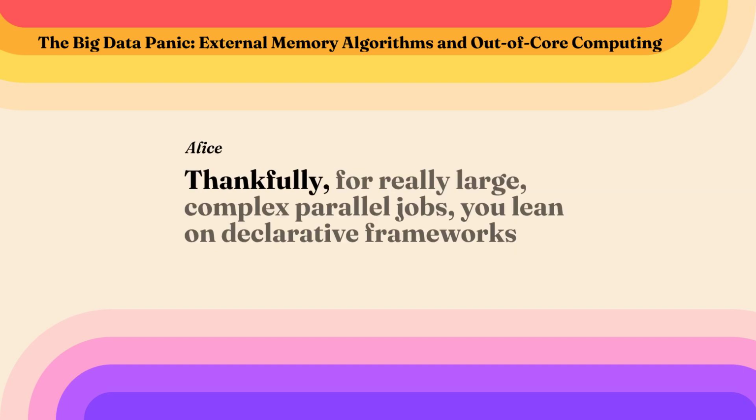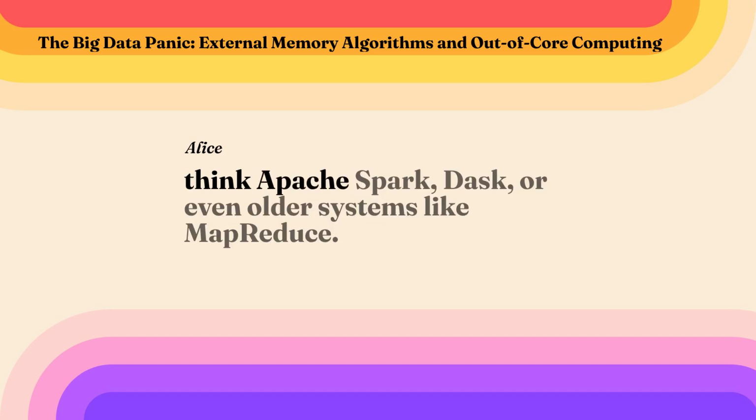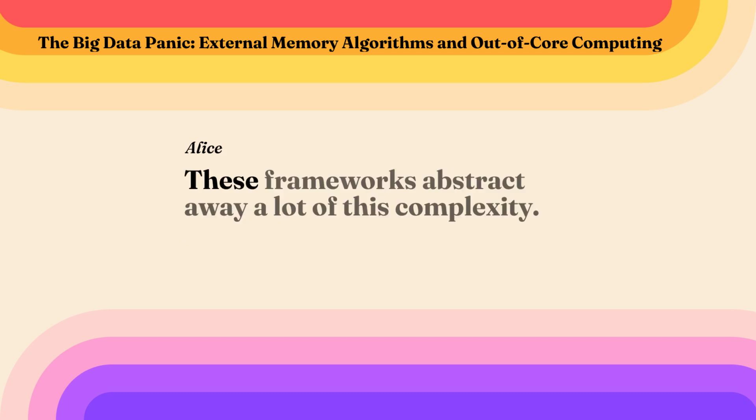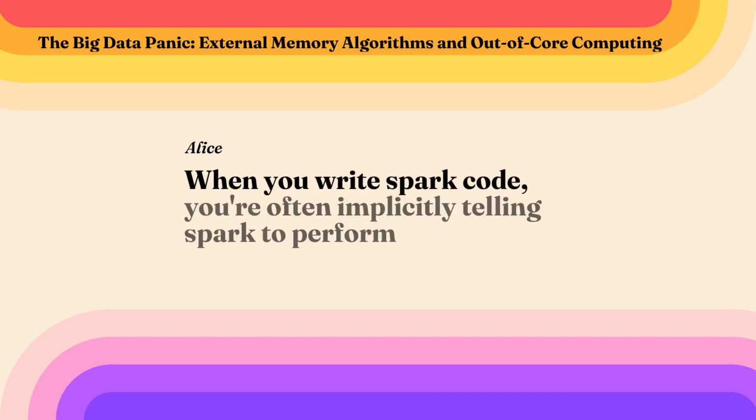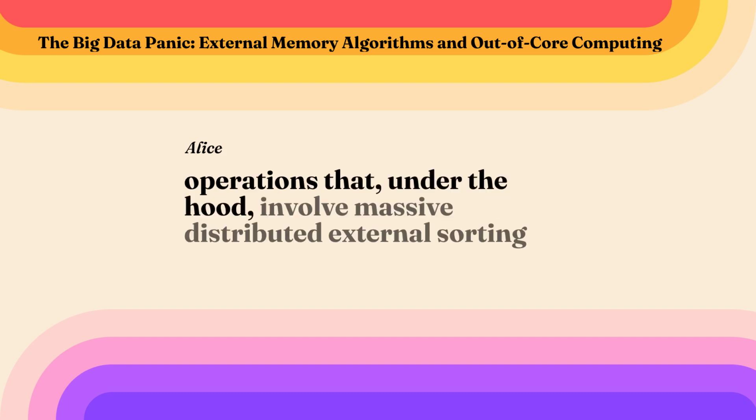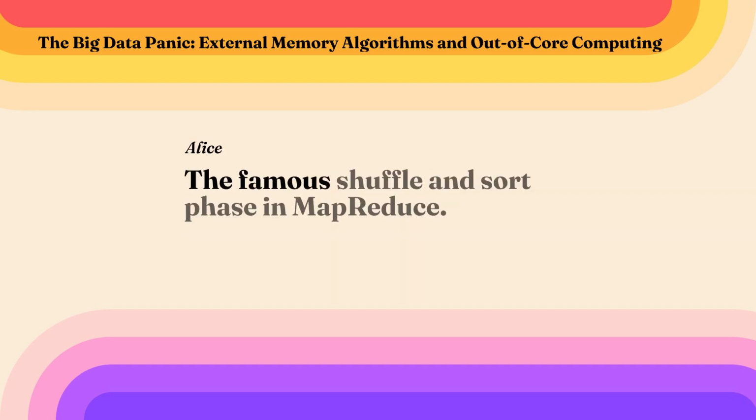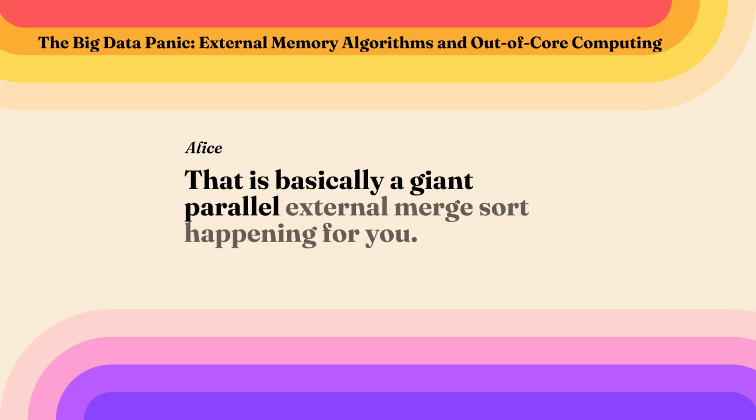Usually not these days, thankfully. For really large, complex, parallel jobs, you lean on declarative frameworks. Think Apache Spark, Dask, or even older systems like MapReduce. These frameworks abstract away a lot of this complexity. When you write Spark code, you're often implicitly telling Spark to perform operations that, under the hood, involve massive distributed external sorting or hashing, the famous shuffle and sort phase in MapReduce. That is basically a giant parallel external merge sort happening for you.